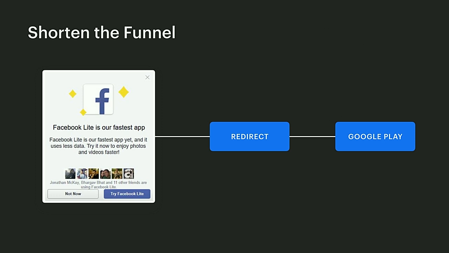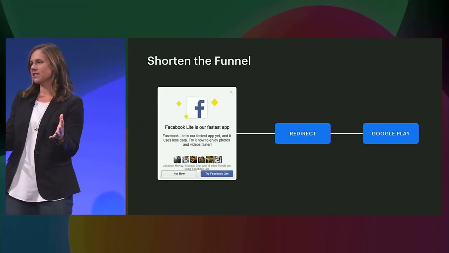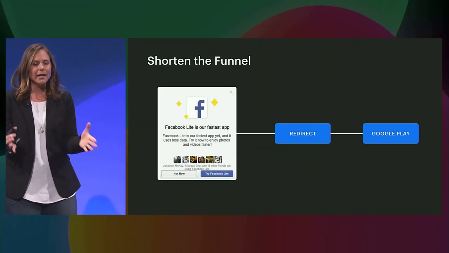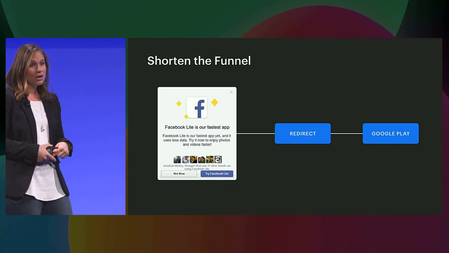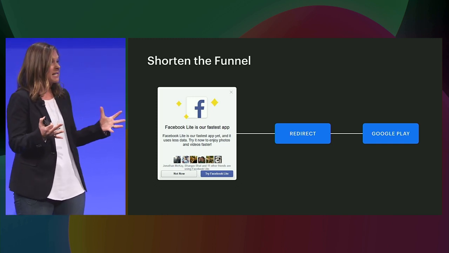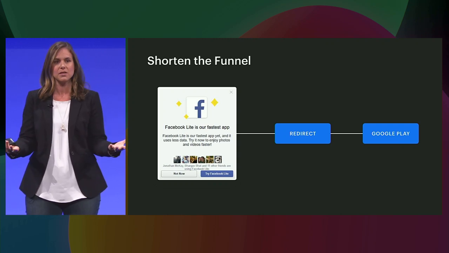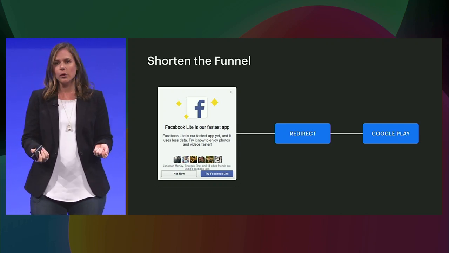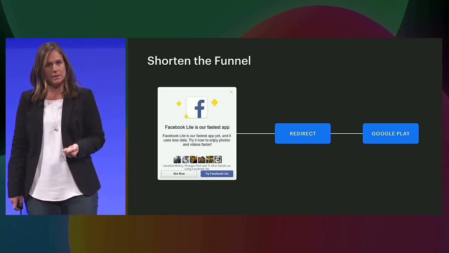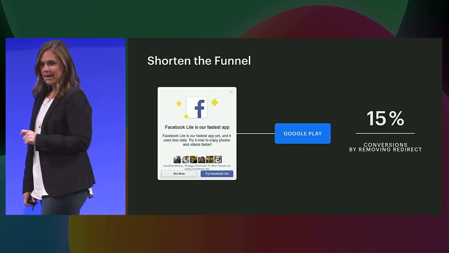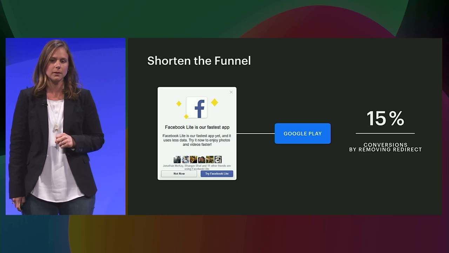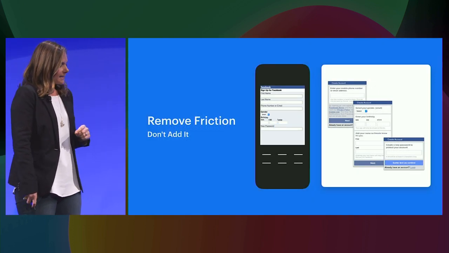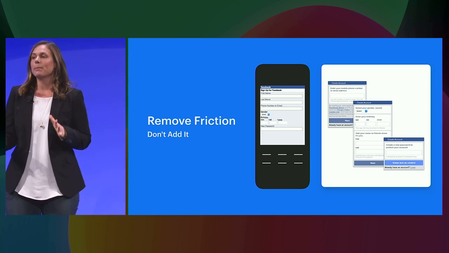Another example of removing steps you don't need, we had this redirect going from our page to download Facebook Lite. We had this redirect before Google Play, and the kicker is it was only used for Facebook engineering purposes. It was a technical purpose. It had no purpose for the user. So we found a workaround where we didn't need it for technical purposes, sent them straight to Google Play, and it increased conversions and downloads by 15%. Again, an example of removing friction. Remove friction and don't add it, but make sure you test it.